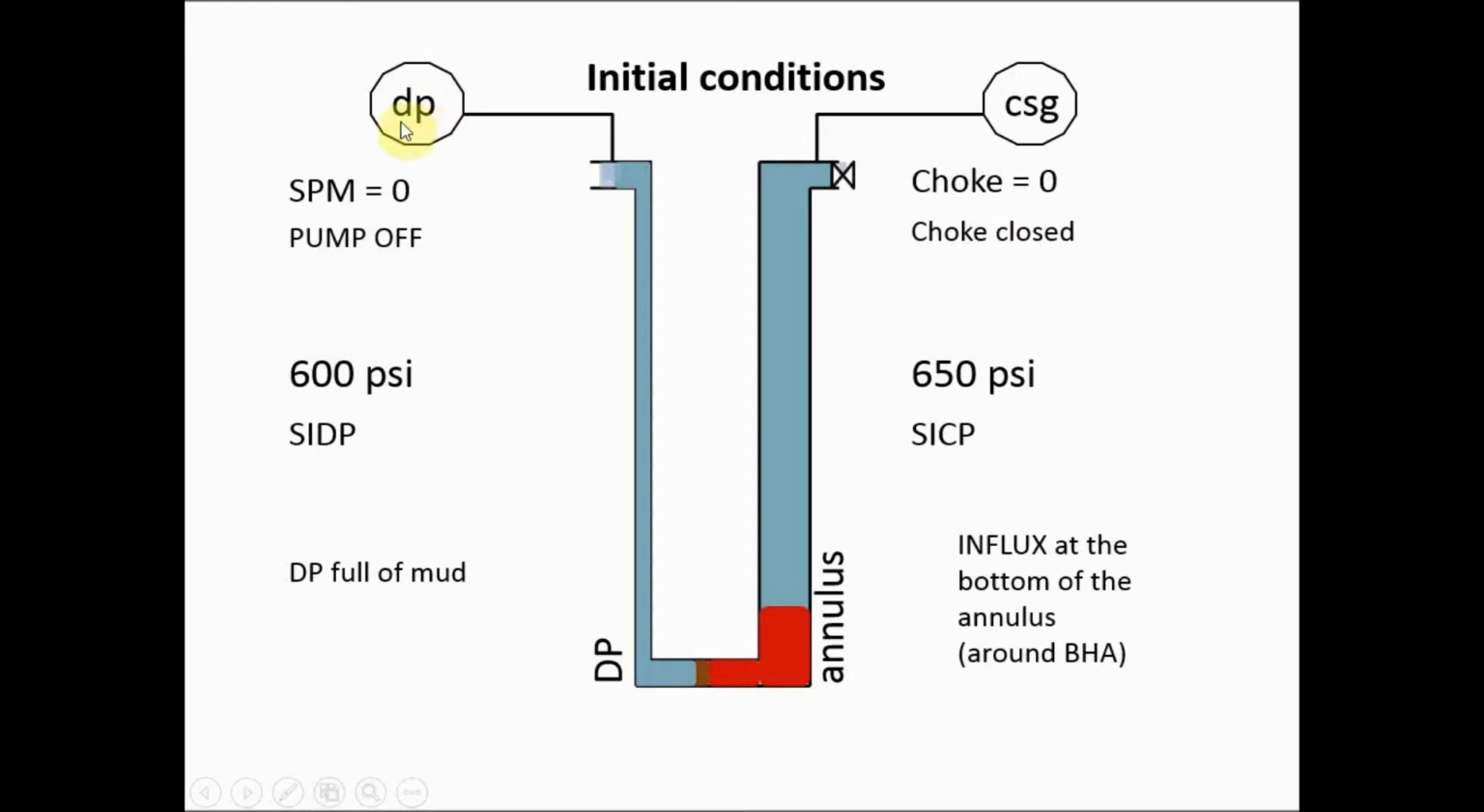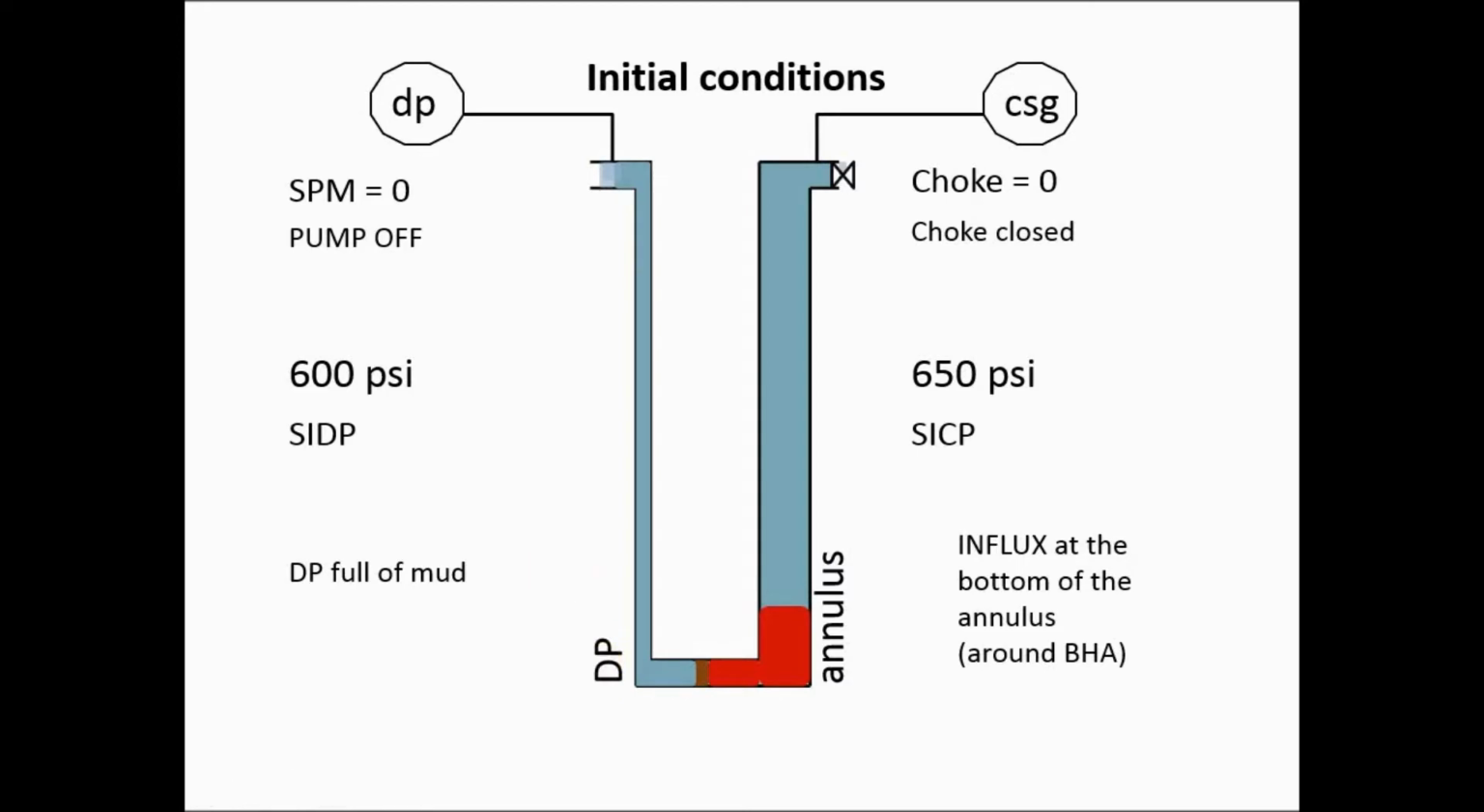The drill pipe pressure gauge here will show us the shut-in drill pipe pressure, and our casing pressure gauge here shows us the shut-in casing pressure. At this time, the influx is still at the bottom of the annulus, most probably around the BHA. Our drill pipe is full of mud from the surface all the way to the bit.